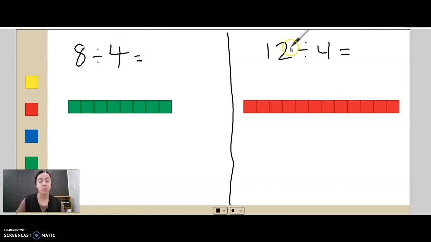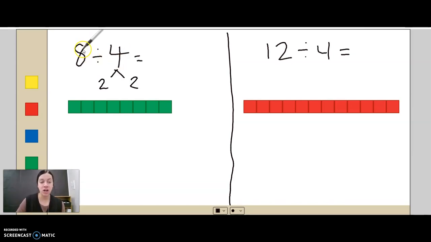So we're going to look at two problems together. The first one is 8 divided by 4. So I have 8 green square tiles here, and I'm thinking about how I could split those into 4 groups. I am going to do the same thing that we did with our multiplication double and double again strategy, and I'm going to think about splitting my 4, or decomposing my 4, into 2 and 2.